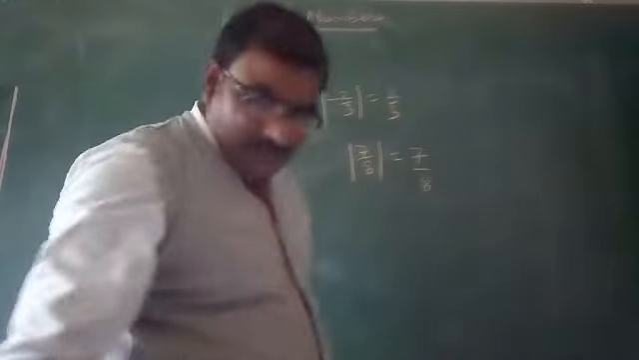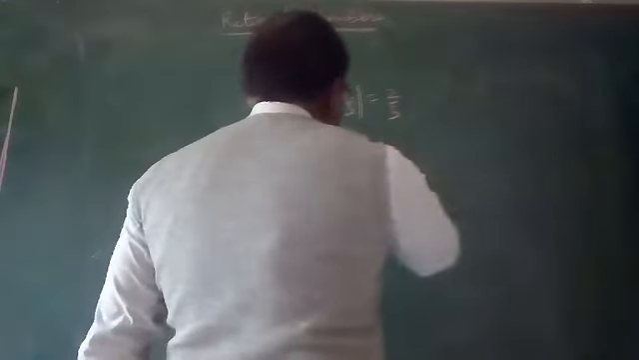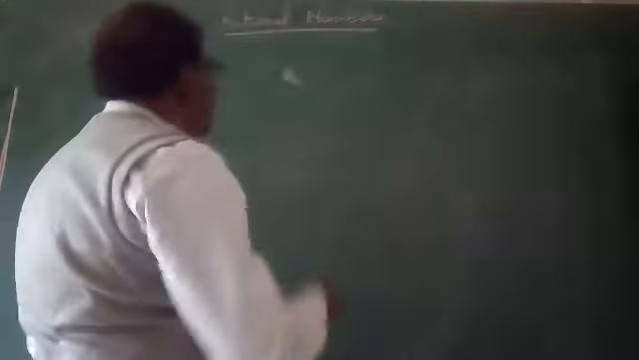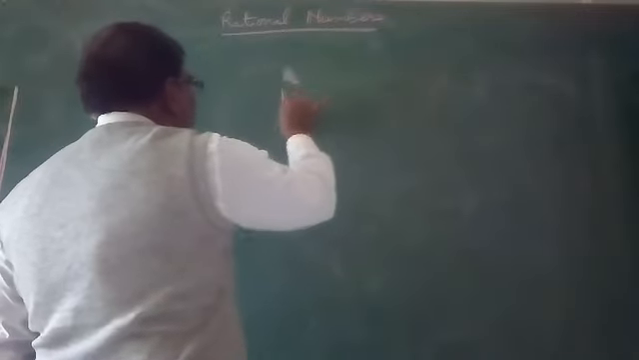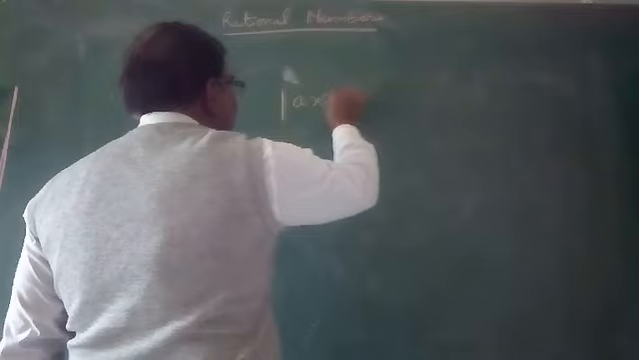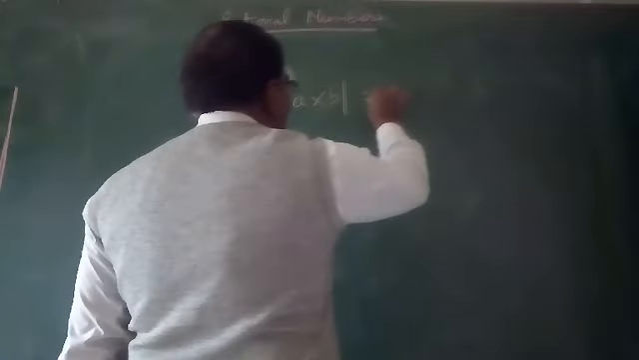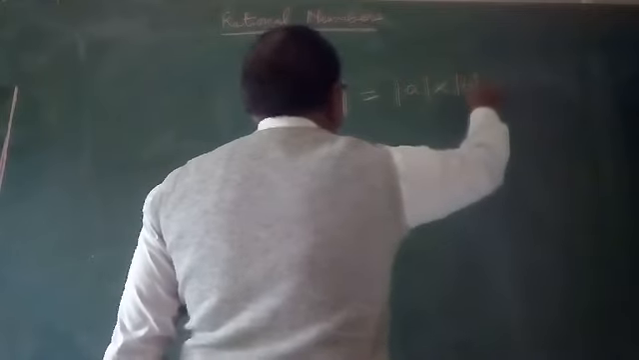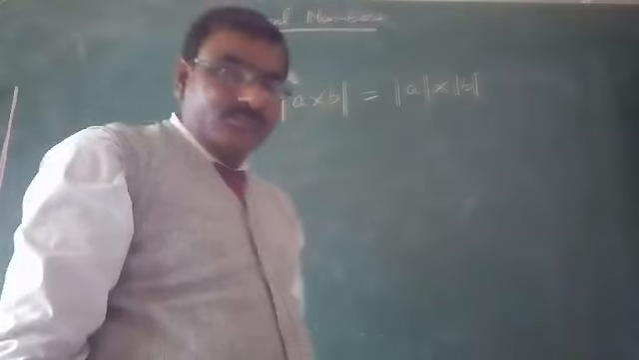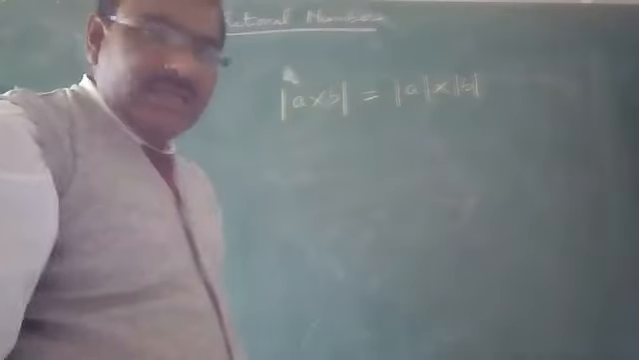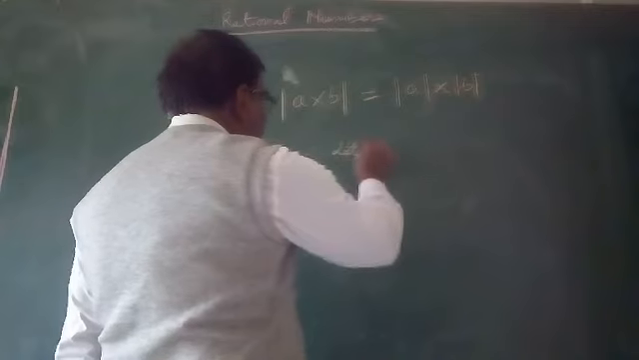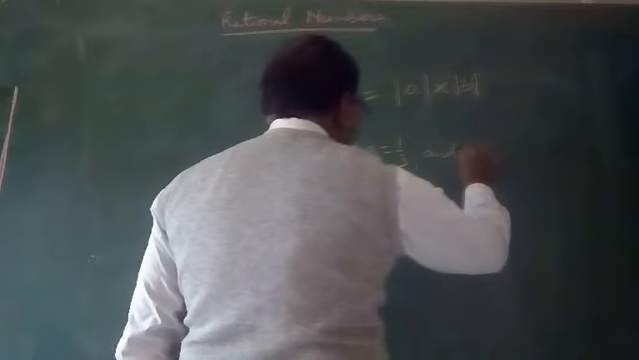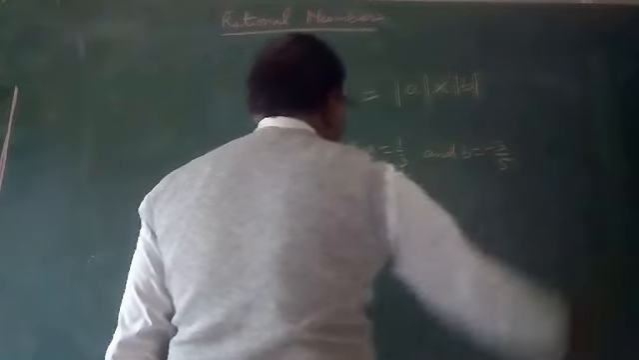We can also prove that the absolute value of A into B equals the absolute value of A into the absolute value of B. Let us consider an example. Let A equal 1 by 3 and B equal -3 by 5.